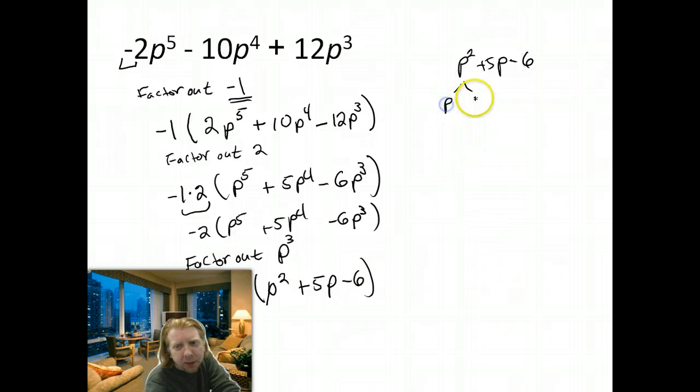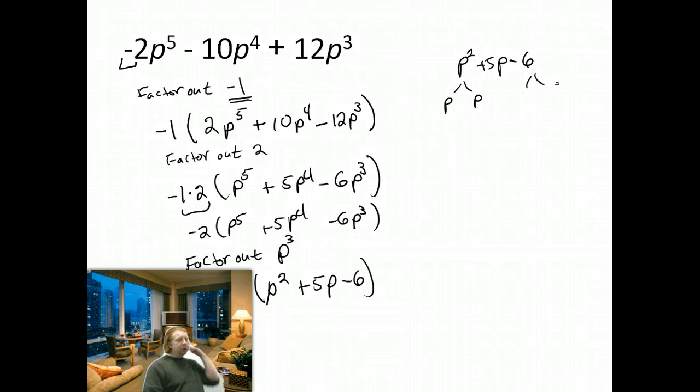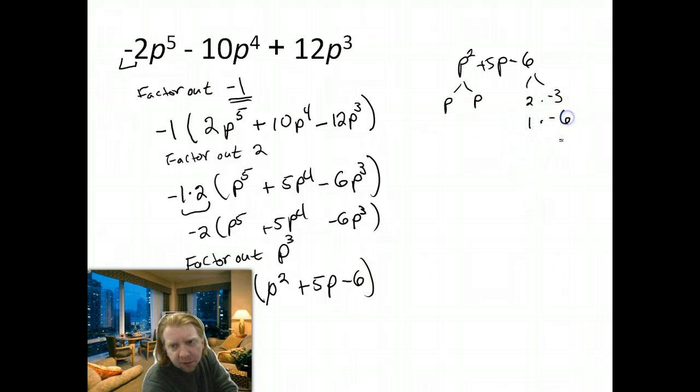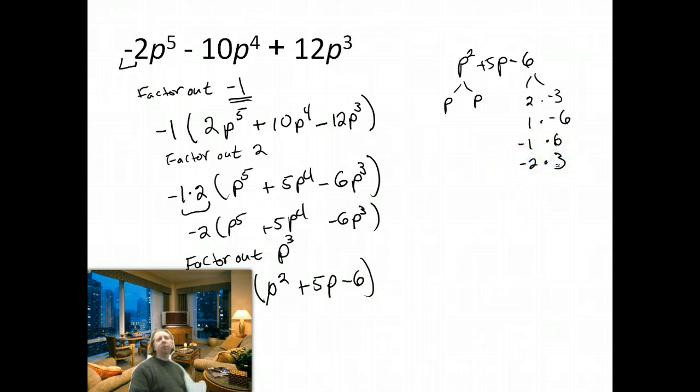Let's see. P squared is a p and a p. Negative 6: 2 and negative 3? 1 and negative 6? That also could be negative 1 and 6. And negative 2 and 3, right? Any of those could do it? A little bit of a trick: I know that the middle number is positive. I have a positive 5 there. So the bigger number I have to pick between these two should be positive. So it's either going to be negative 1 and 6 or negative 2 and 3. You think so? All right, let's try it.